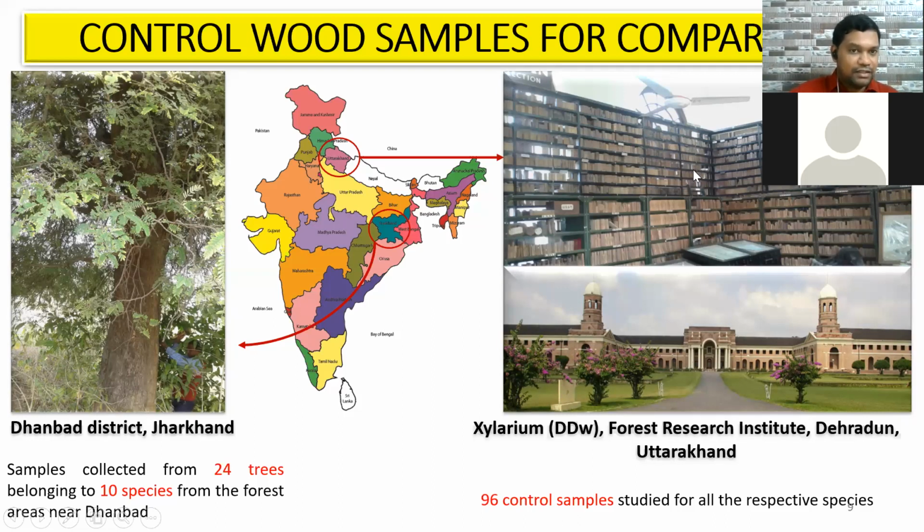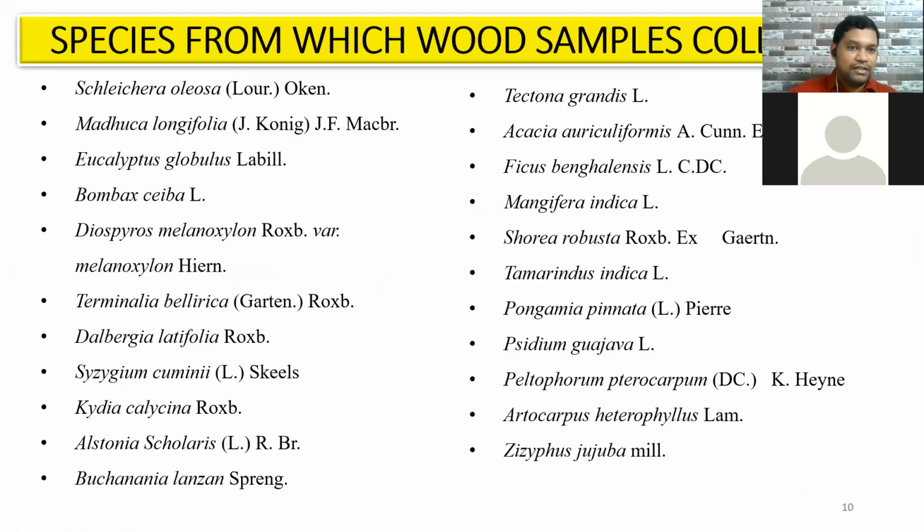And after the control samples were collected, all the samples were ready. The next part was to authentically identify them. And these were the 22 species from which the samples were collected. These 22 tree species were authentically identified at the Botanical Survey of India in Dehradun. And then it was finalized.